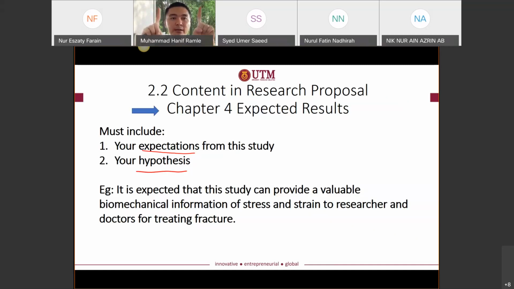But in the explanation, you have to justify why you expect the first design to give high stress, based on theory, for example, or previous literature. This is your expectation, and it may not be the same as your result later on. Maybe your expectation is wrong, maybe your hypothesis is wrong. Never mind, just put what you expect. Later on you can prove it based on your results. This is a simple statement that you can include in your proposal.